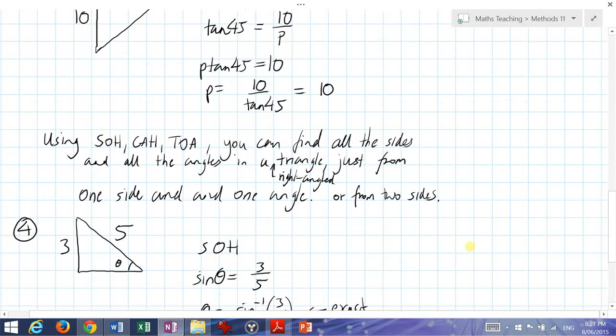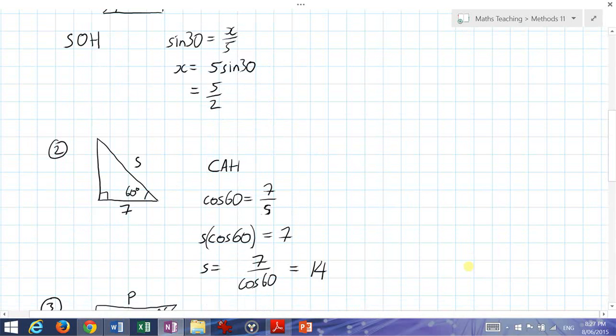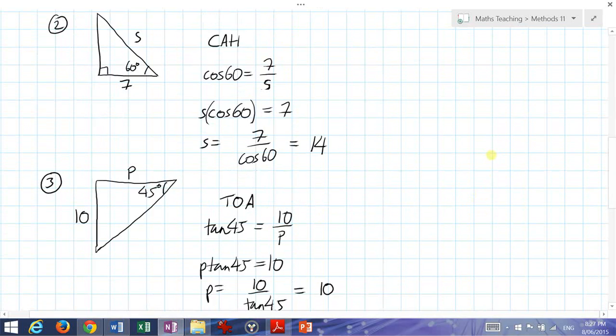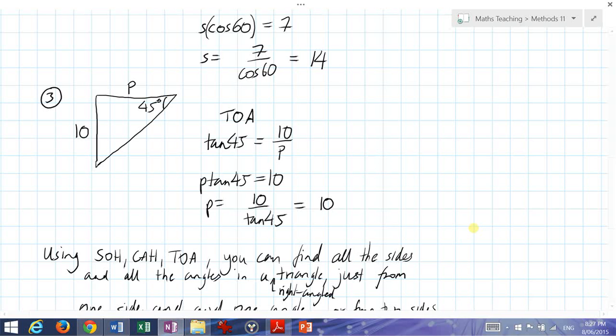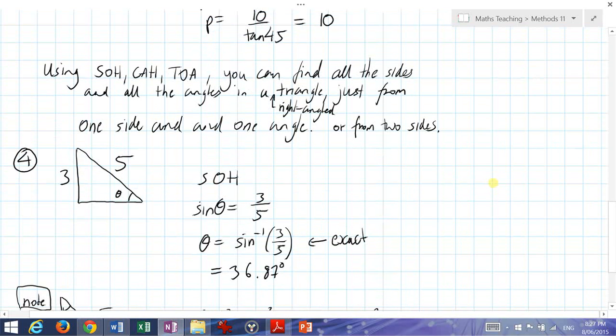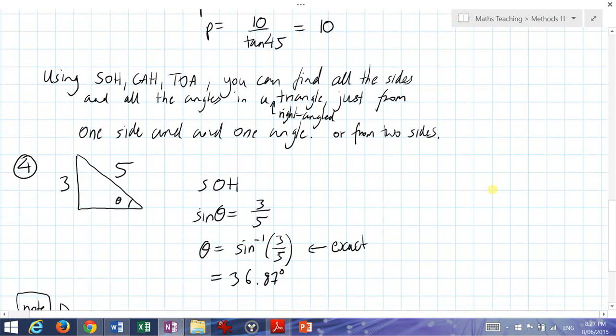But the main thing to get from this revision are these three examples here. Using SOH, CAH, and TOA to find the unknowns of a triangle. And this fourth example is also quite good. Finding an angle if you have two of the sides.